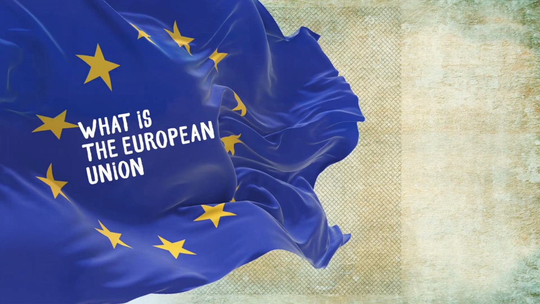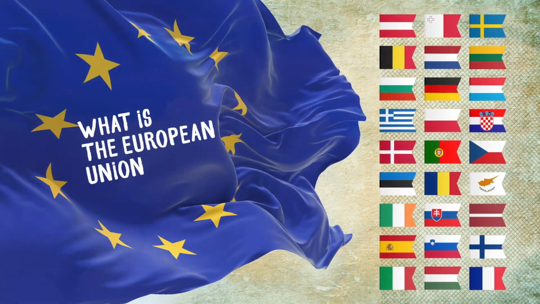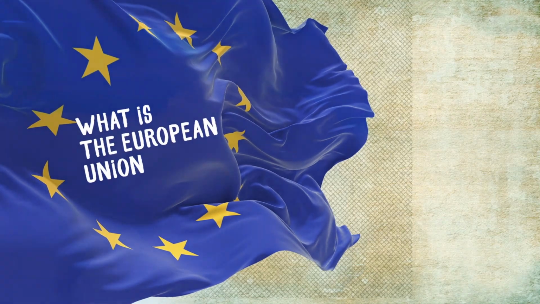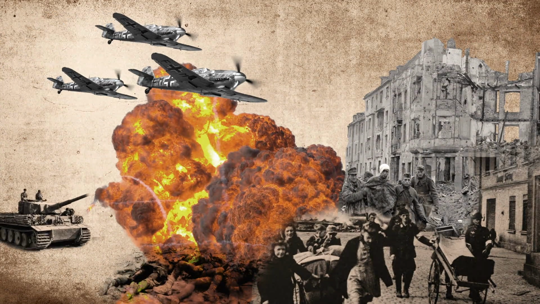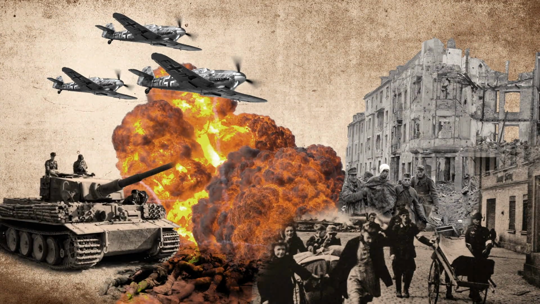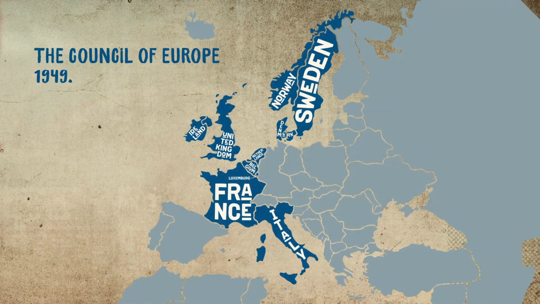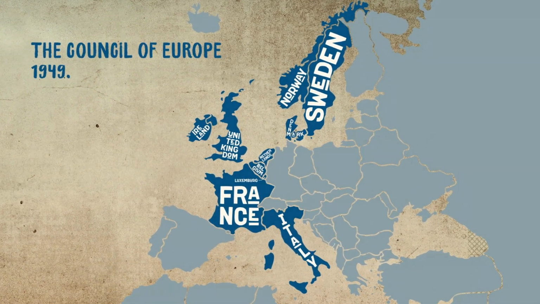The European Union, or EU, is a political and economic union of 27 member states located in Europe. The EU was officially established in 1993, but it has a history that goes further back. After World War II, which ended in 1945, Europeans wanted to find a way to ensure peace and cooperation among all their countries. In 1949, 10 European countries established the Council of Europe to promote democracy and protect human rights and the rule of law.